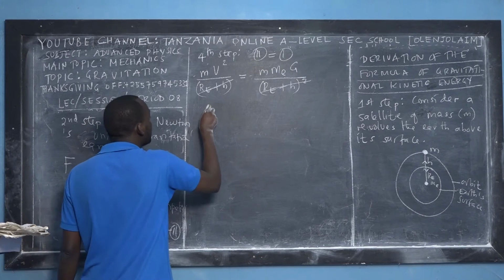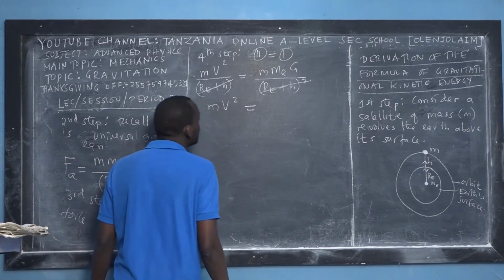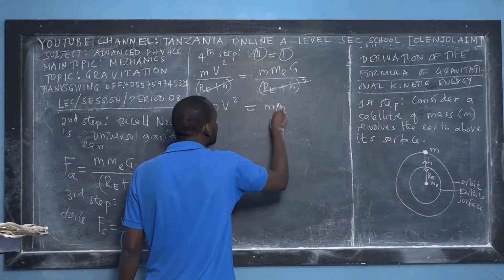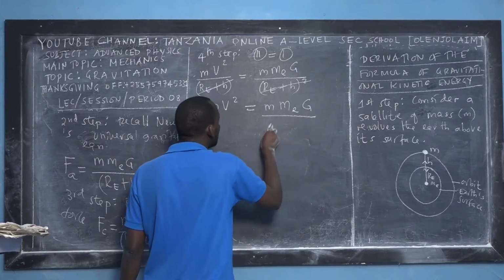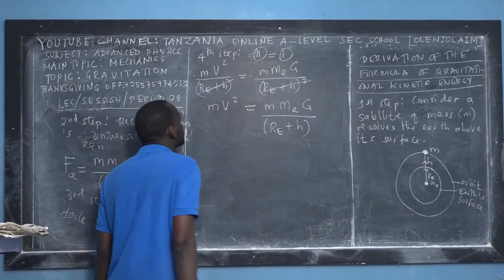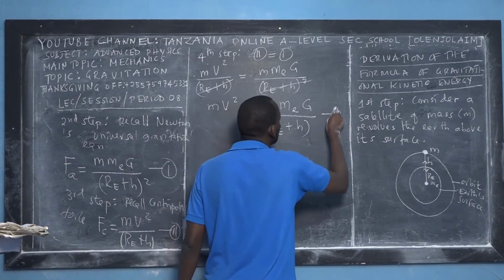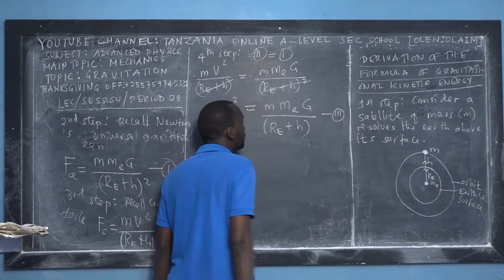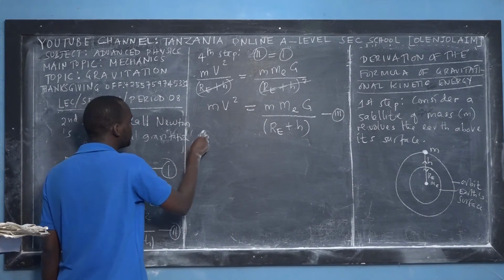So on the left hand side we have mass of the satellite, square of the velocity of the satellite, then on the right, mass of the satellite times mass of the S, times the universal gravitational constant, over radius of the S plus the height h. So then this is the third equation, right? The third equation.